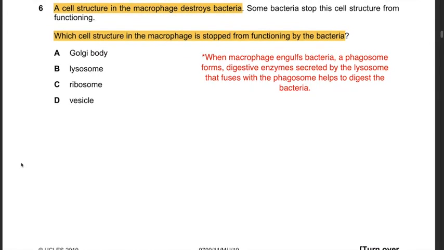Question 6. A cell structure in the macrophage destroys bacteria. Some bacteria stop this cell structure from functioning. Which cell structure in the macrophage is stopped from functioning by the bacteria? Now, when a macrophage engulfs bacteria, a phagosome forms, which is a vesicle containing the bacteria. Then digestive enzymes are secreted by lysosomes which attach to the phagosome, which helps to digest the bacteria. In order to stop the cell structure in the macrophage destroying bacteria, lysosomes should be inhibited. Therefore, the answer is B, lysosome.